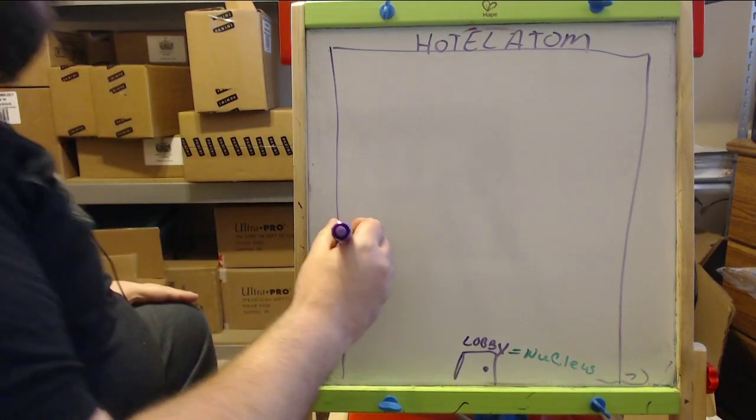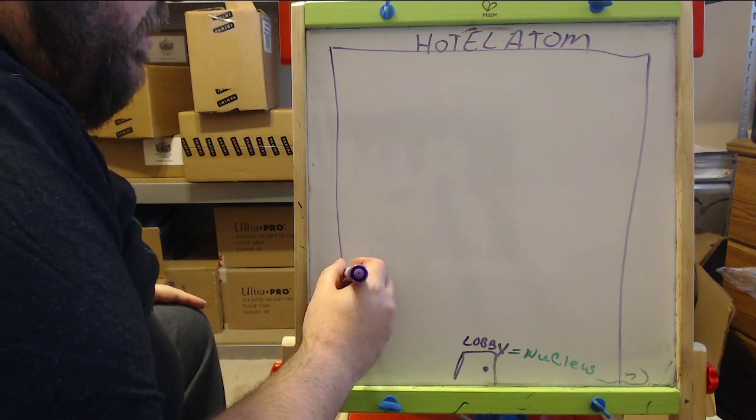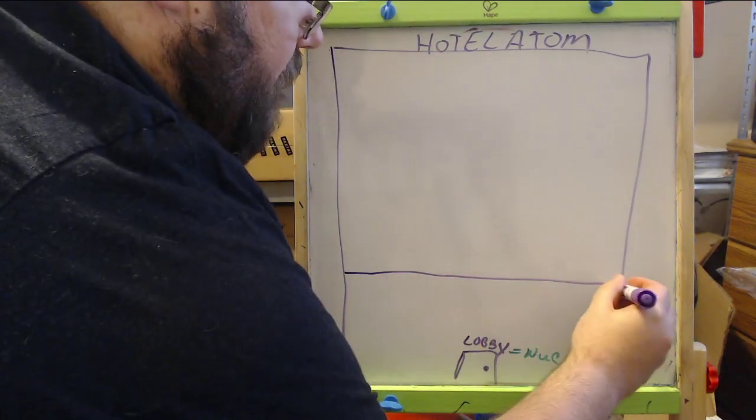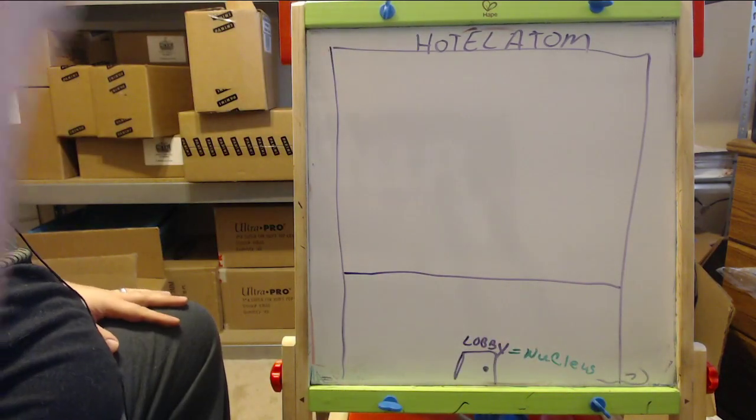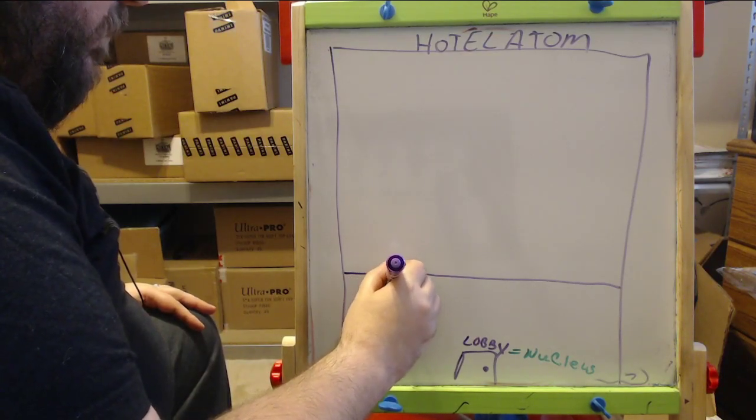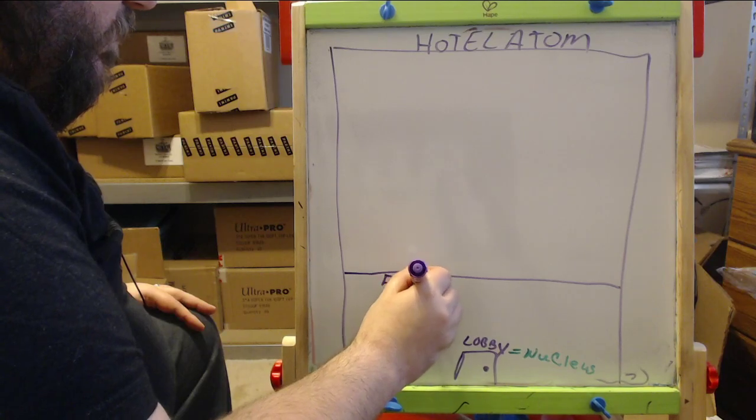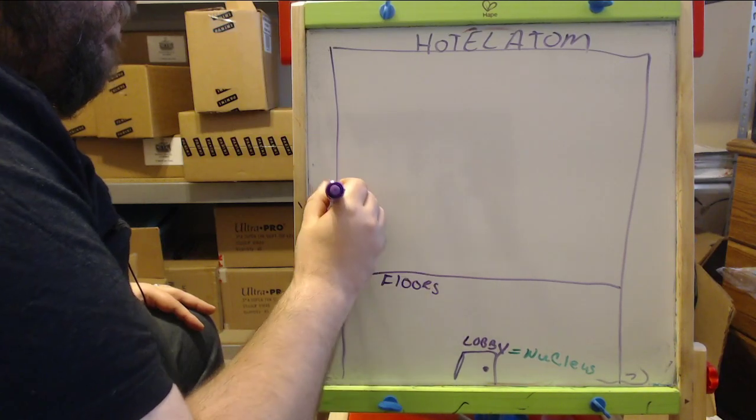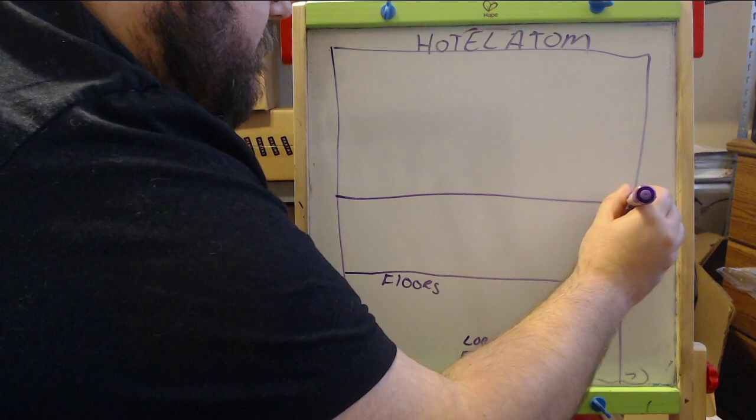So, what do we need to be a successful hotel? The first thing we need is floors. We need floors. So we're going to draw in 4 floors.